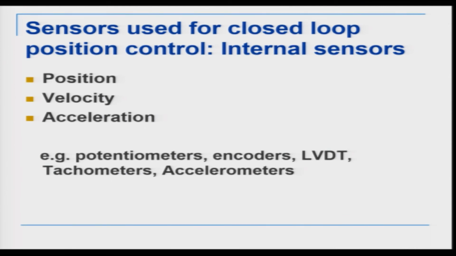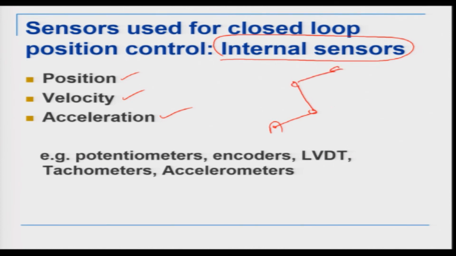So, first let us look at internal sensors. We are trying to look at internal sensors first before we come to external sensors. Now, internal sensors basically give us position, velocity, and acceleration. So, when the robot is moving, okay, so this is my robot link, it is moving in space, from here it is coming here like this. Okay. So, I want to know what is the position here, what is the velocity, and what is the acceleration.